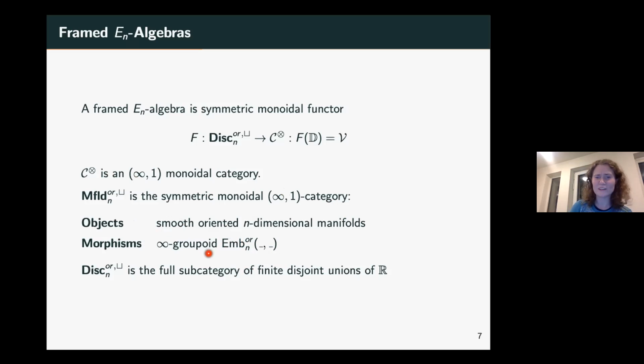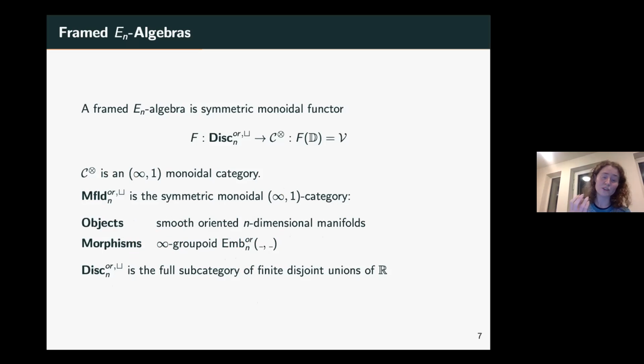So this gets you an infinity groupoid with the first stage. So the 1-morphisms are just going to be embeddings, and the 2-morphisms are going to be isotopies between your embeddings, and so on. So in this category, there's obviously going to be the subcategory, which is just going to be disks.